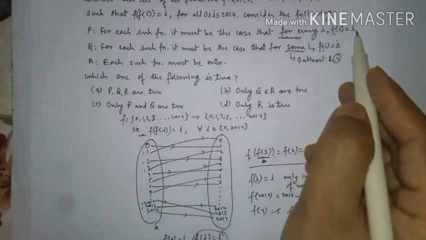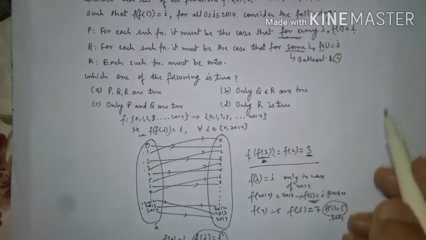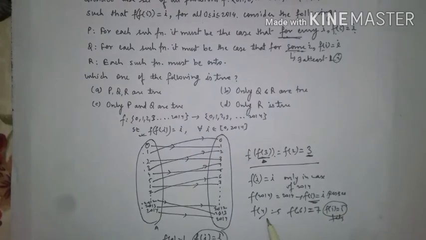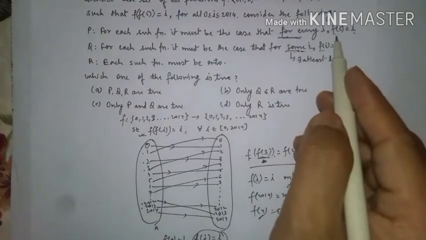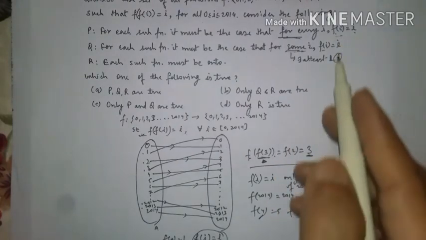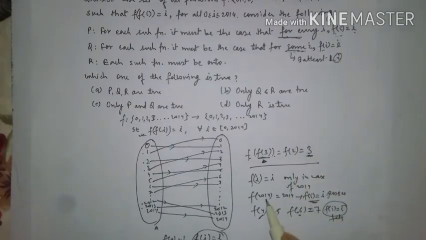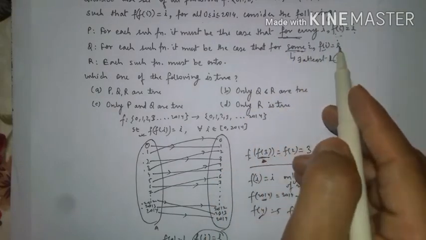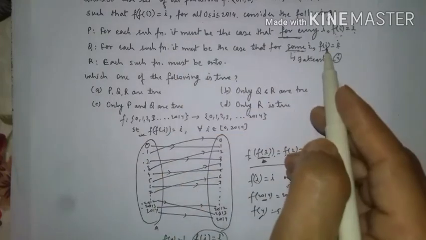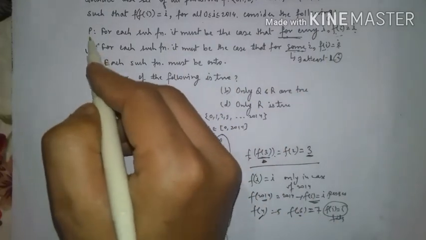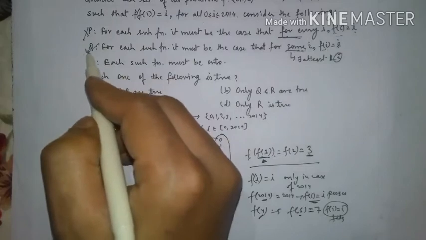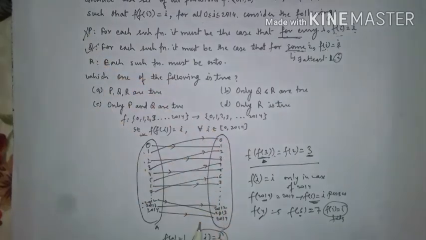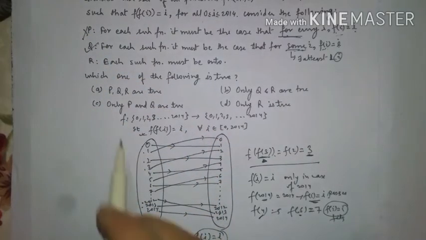P is saying that for every I, f of I will be equal to I. So this is false. There are several I, I is equal to 4, where this statement becomes false, I is equal to 6 where it fails, but only I is equal to 2014 where f of I is equal to I. So for some I, f of I is equal to I is correct, that is Q is correct and P is false. Now we will see option R.